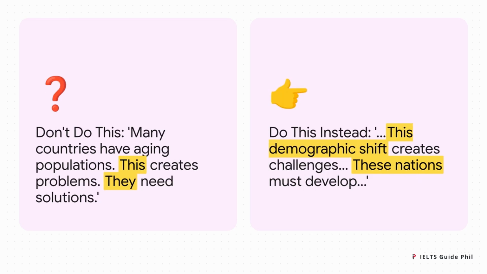And here is another classic trap, unclear pronouns. In that don't do this example, what exactly is this and who are they? It's kind of vague, and the examiner has to do the work to figure it out. Now look at the do this version. It's so much more precise. This demographic shift, these nations. See? That kind of clarity makes your writing so much easier to follow and just sounds way more sophisticated.